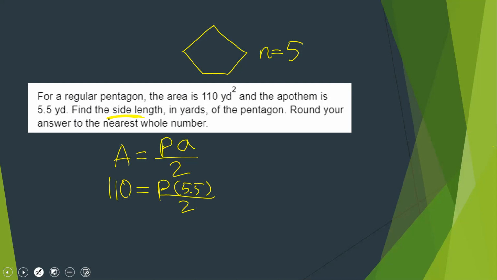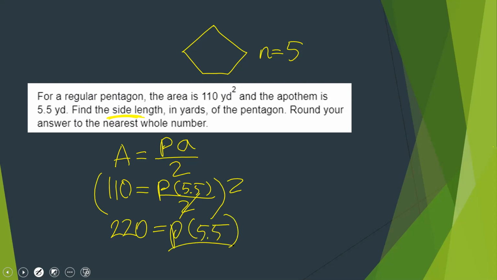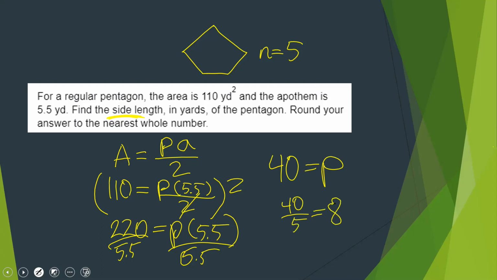So we'll multiply each side by 2 because we're doing some divisions. The 2 will cancel here, and this will become 220. Then we need to divide by 5.5 on each side. And we have 40 is equal to our perimeter. So if that's our perimeter, then for one side, we would just take that 40 and divide by the number of sides, which in this case is 5. And we're going to get 8 for our side length.